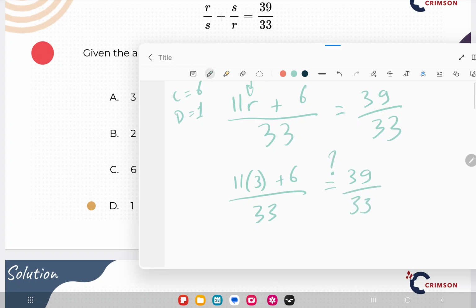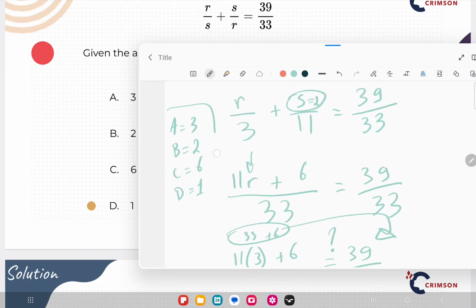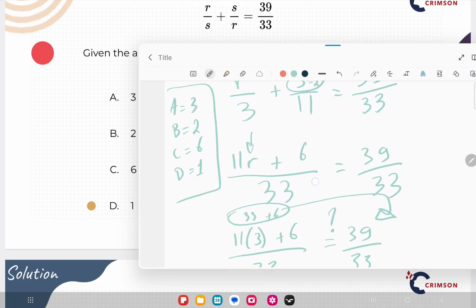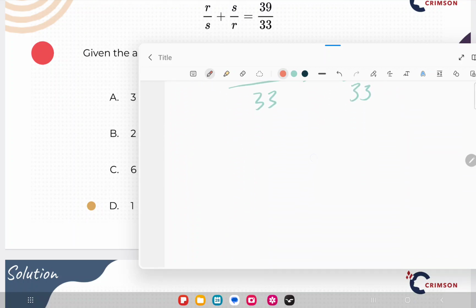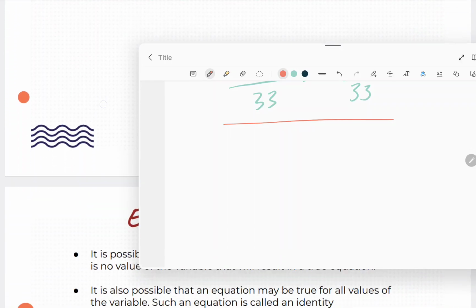Here, I'm checking, is it equal? So 33 plus 6 is the same as 39. So I don't really have to solve for all of these. I just need to plug in these here, and see, it's easier this way. It's easier for me to do it this way. Okay.